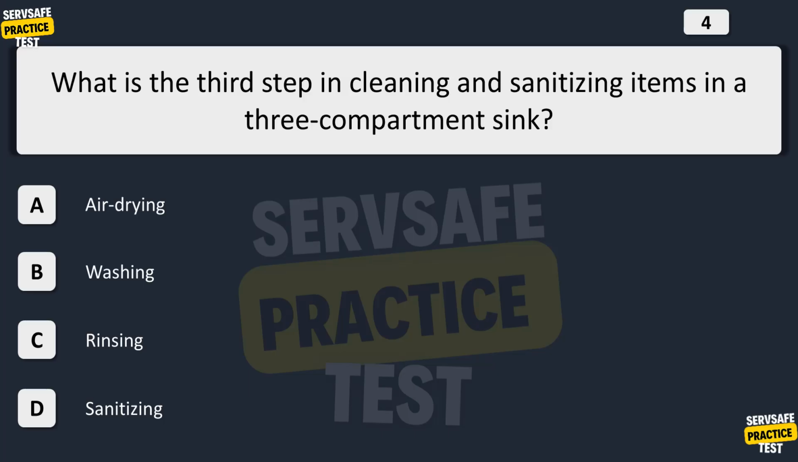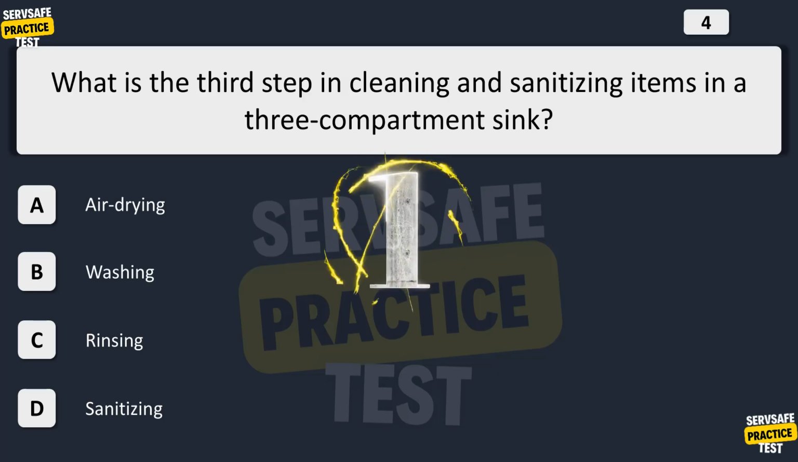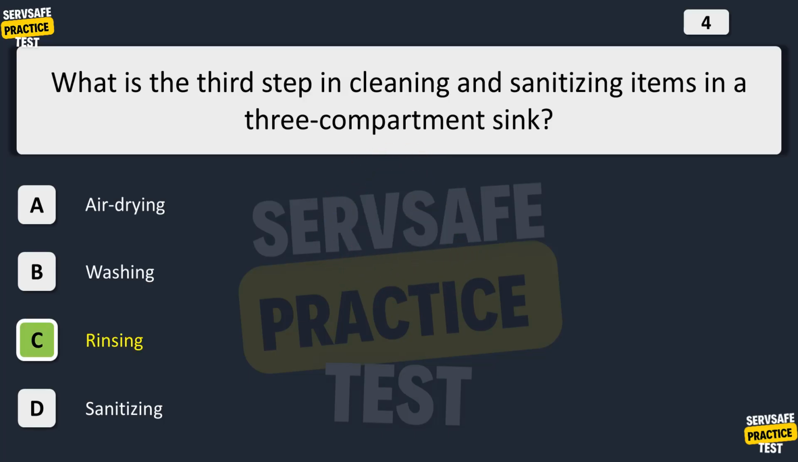What is the third step in cleaning and sanitizing items in a 3-compartment sink? A. Air drying. B. Washing. C. Rinsing. D. Sanitizing. The correct answer is C. Rinsing.